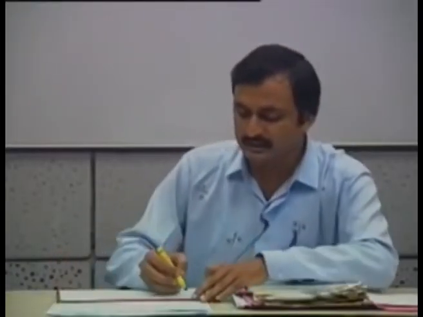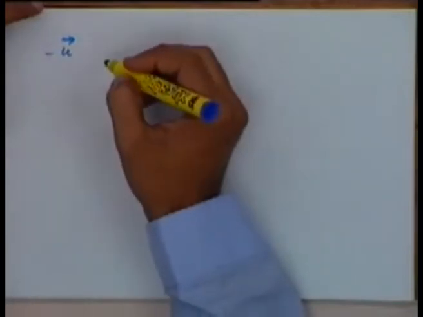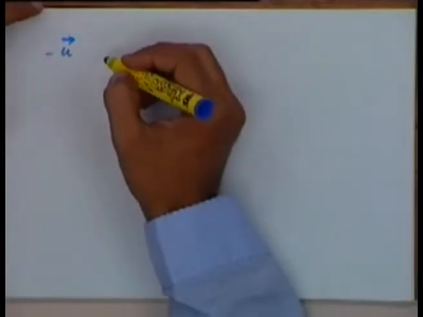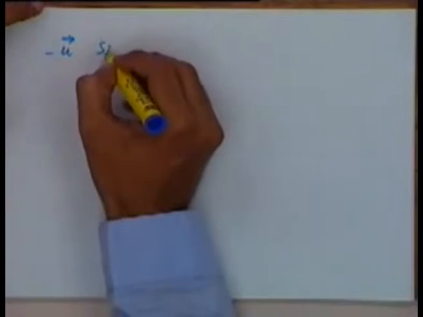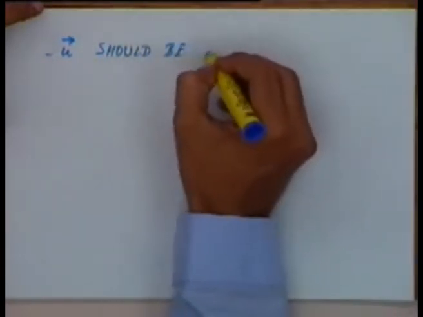The next thing that we do is that we say that this u bar, or this vector u, should satisfy the boundary conditions, or we say that this should be kinematically admissible.